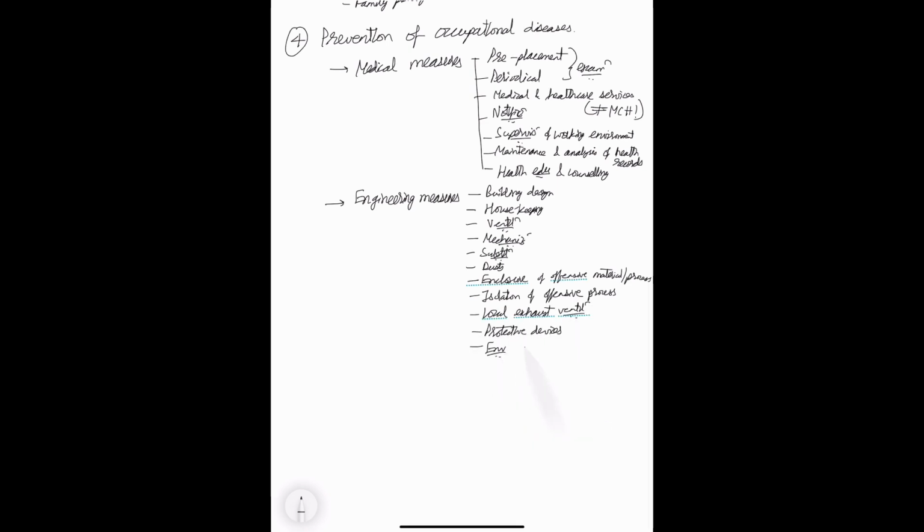Lastly, we have legislative measures, under which two important acts are discussed in detail: the Factories Act and the ESI, or Employees State Insurance Act, which were both passed in 1948.